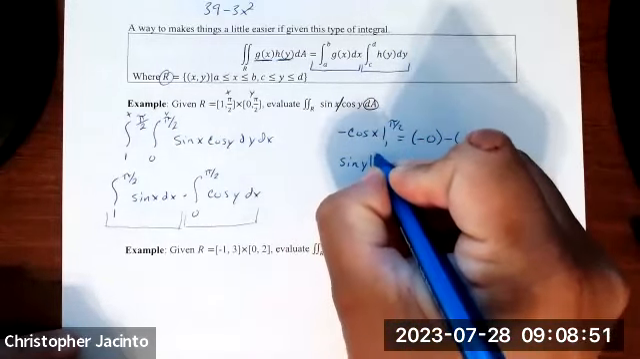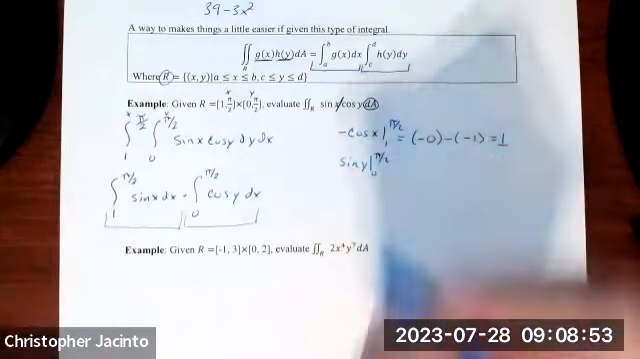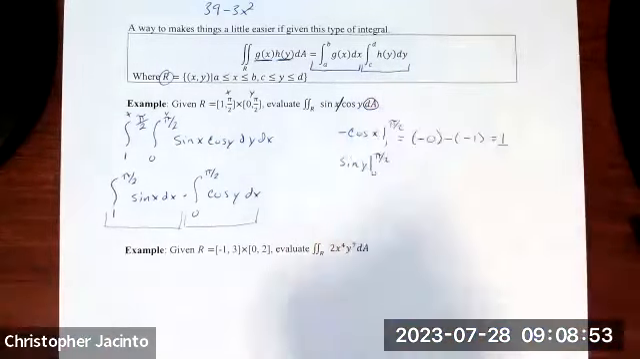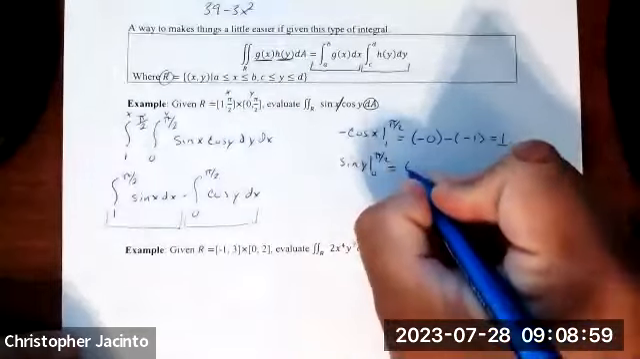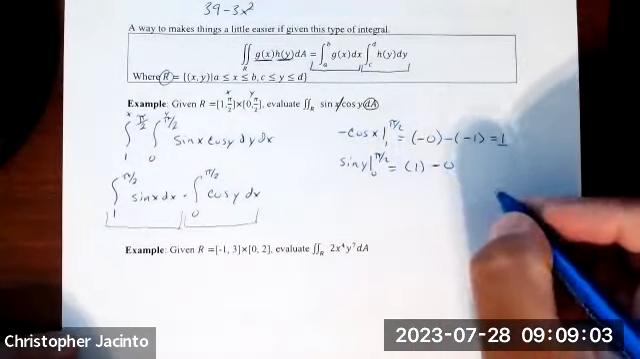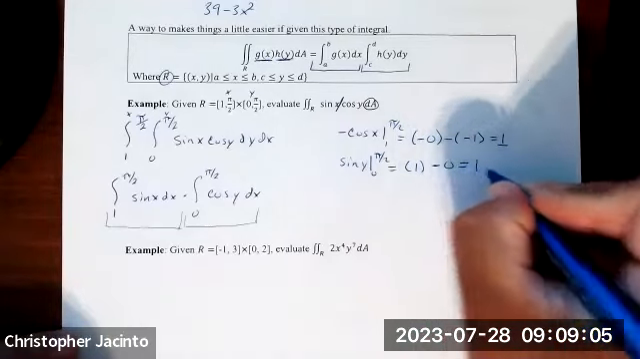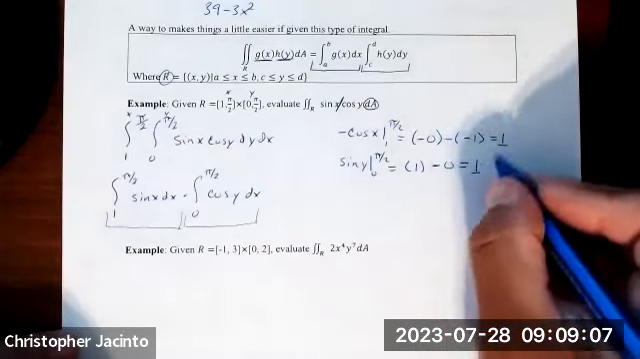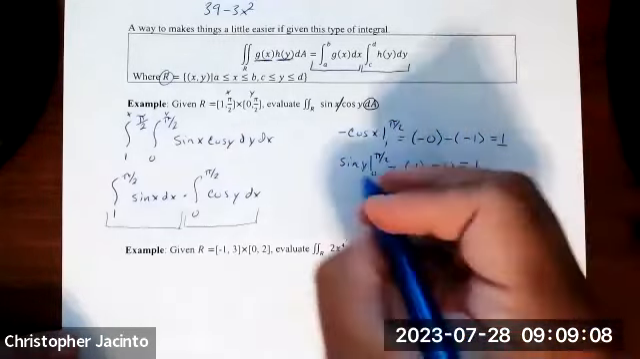And again, this is evaluated at pi over 2 and 0. So sine of pi over 2 is 1, and sine of 0 is just 0. So this gives us 1. Now we just multiply the results together. So 1 times 1 gives us 1.